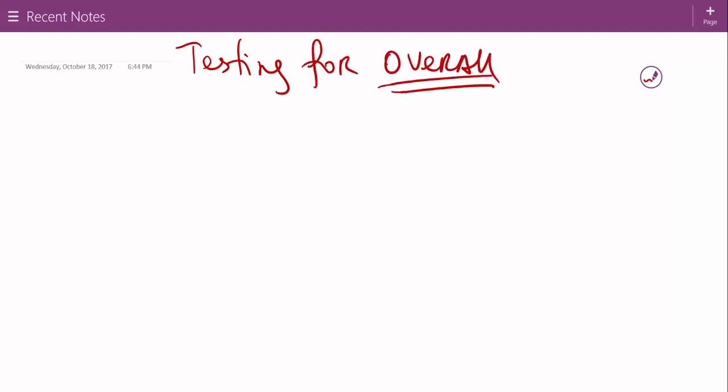So the first test that I'm going to do is pretty much exactly the same test that I did before, but it looks a little bit different. So bear with me for a sec, okay? So testing for overall, and keyword here, overall, model significance, okay? Here's what I'm testing.